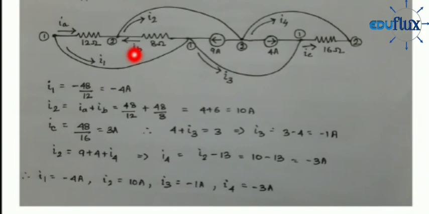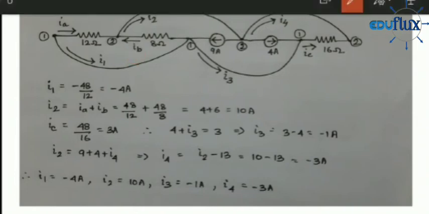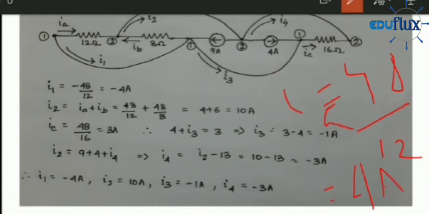So if IA is 48 by 12, it is 4 amperes. Now this I1 is just opposite to it, so I1 will be minus 4 amperes.